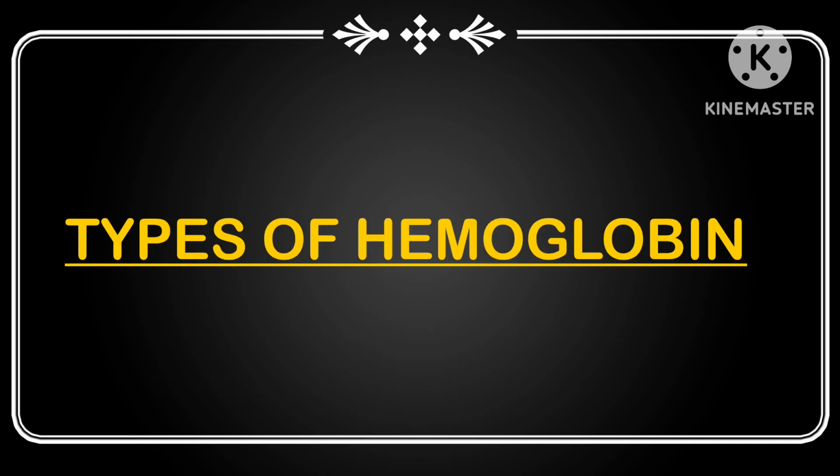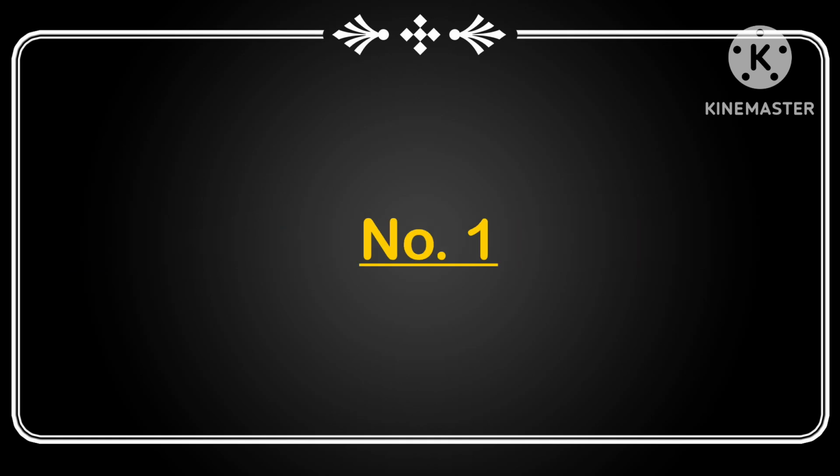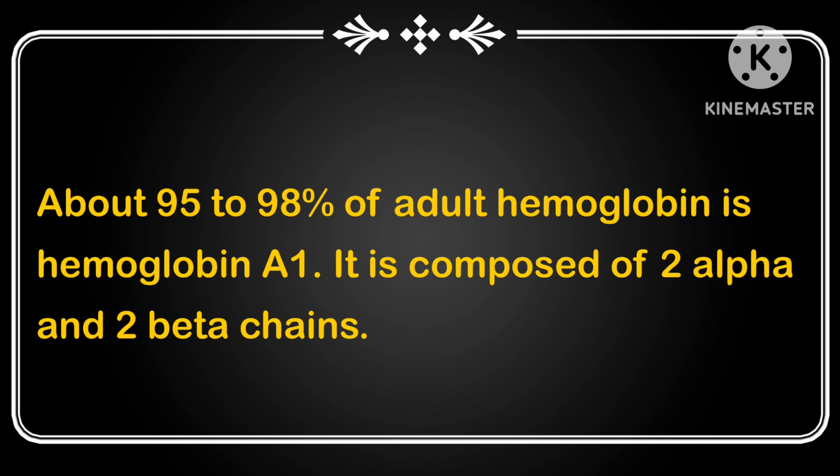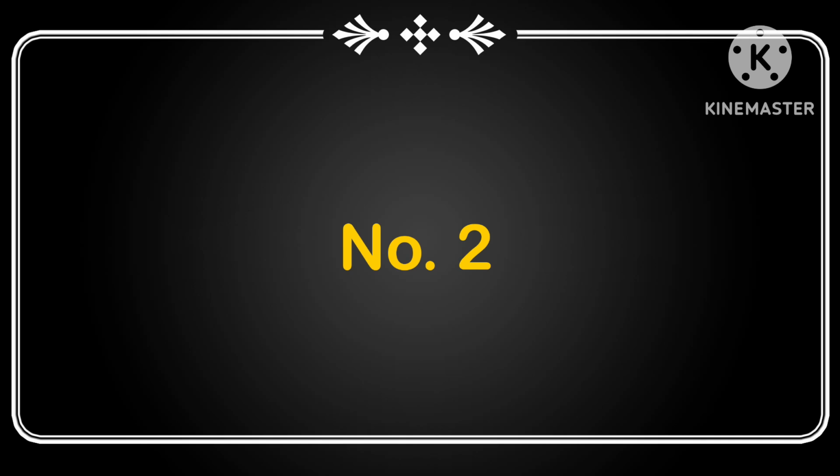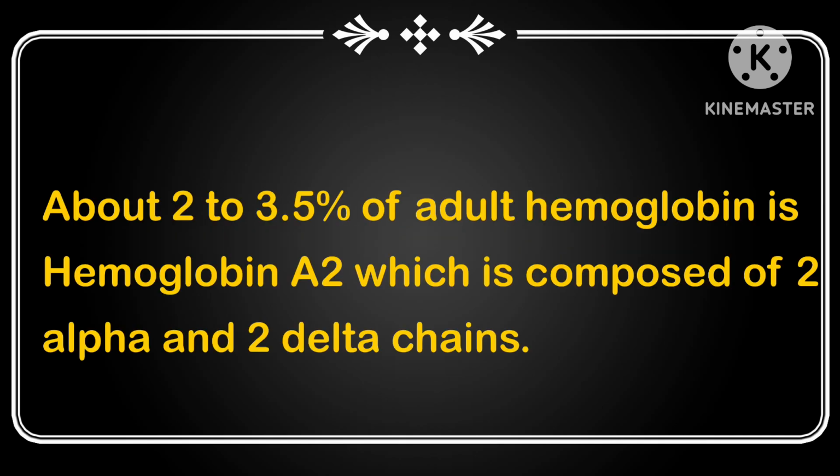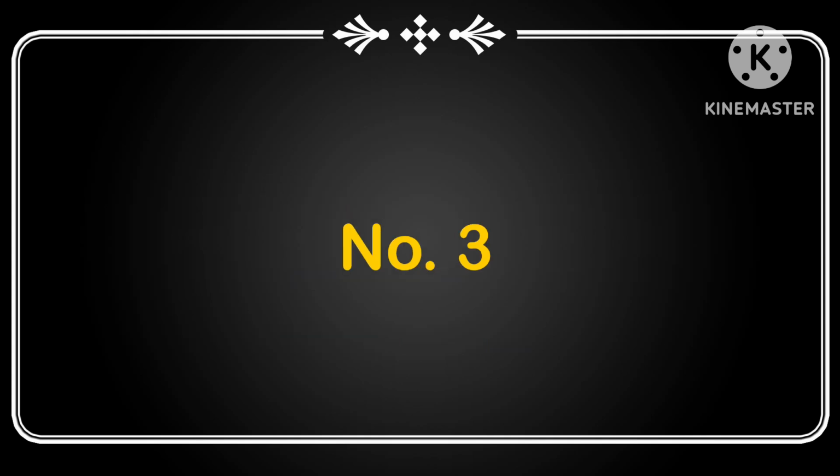Types of hemoglobin. 1. Hemoglobin A1. About 95 to 98% of adult hemoglobin is hemoglobin A1. It is composed of 2 alpha and 2 beta chains. 2. Hemoglobin A2. About 2 to 3.5% of adult hemoglobin is hemoglobin A2, which is composed of 2 alpha and 2 delta chains. 3. Hemoglobin F.